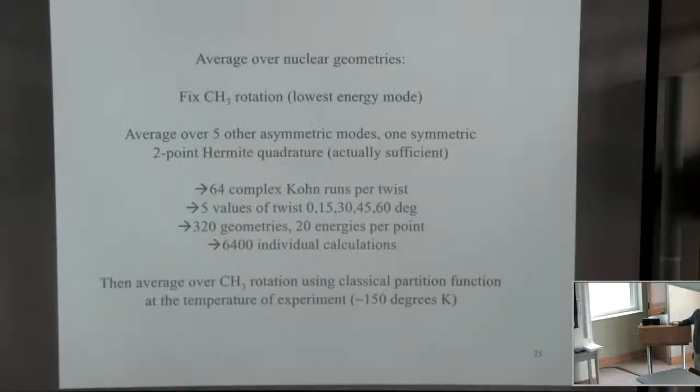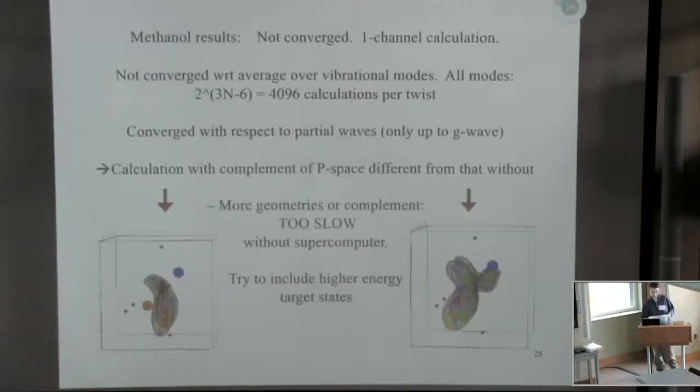In other words, I'm doing a product grid, 2 points in each normal mode. That gives 64 complex Kohn runs per twist. With 5 values of the twist, it's 320 geometries. With 20 energies per point, that's 6,400 individual calculations. Then, given the temperature of the experiment, I average over CH3 rotation angles. So hypothetically, this could produce a prediction for the temperature dependence. It could agree a little better.